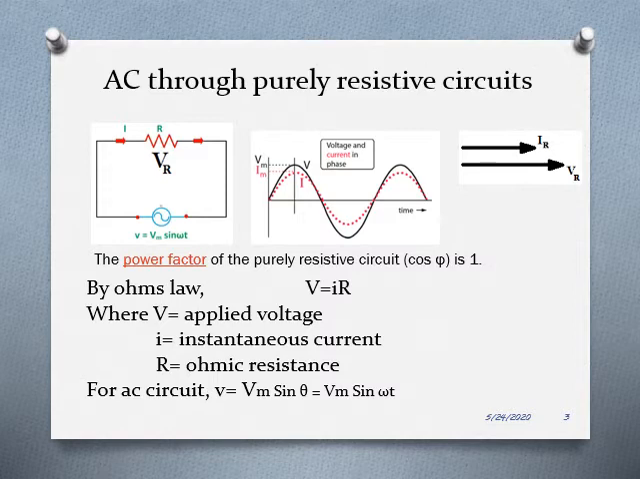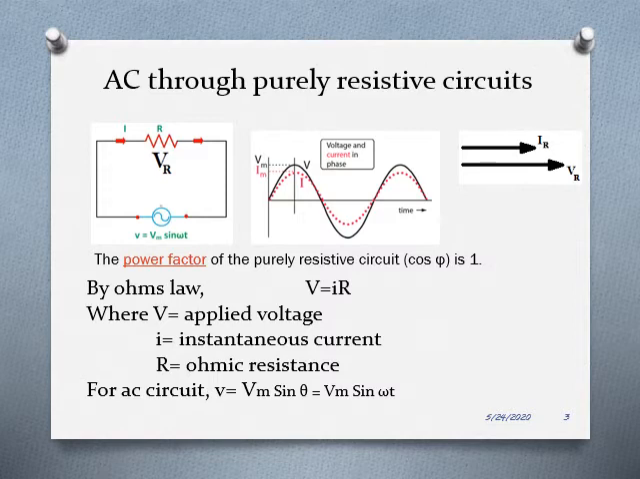So therefore the power factor of a purely resistive circuit, that is cos phi, is 1. The power factor is actually the cosine of the angle between the voltage and current. Here there is no angle difference between voltage and current as both of them are in phase. There is no phi here. Phi is 0. So cos 0 is 1. So the power factor of a purely resistive circuit is always 1.